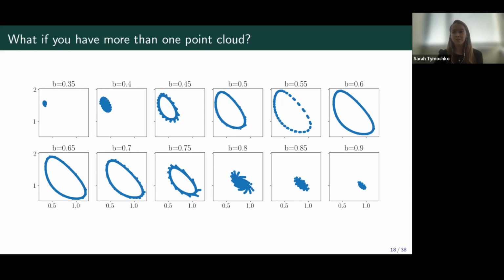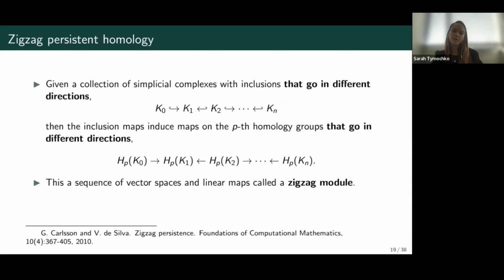Persistent homology is also computationally expensive, as we all know. So trying to compute persistent homology for a bunch of different point clouds can be limiting in computation. So what we'll do instead is look at zigzag persistence, where now we have some flexibility in that our inclusions don't have to all go in one direction. Our inclusions can go in different directions.